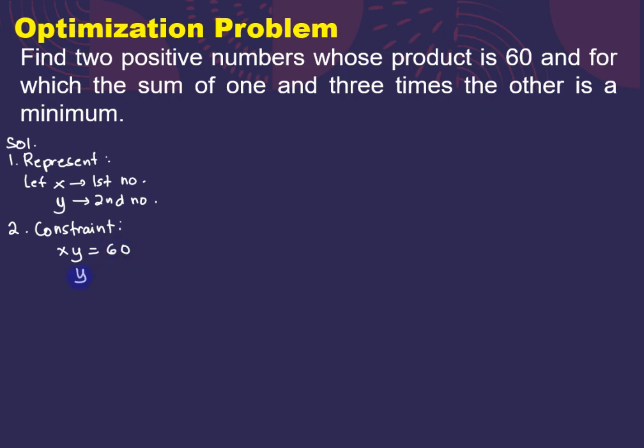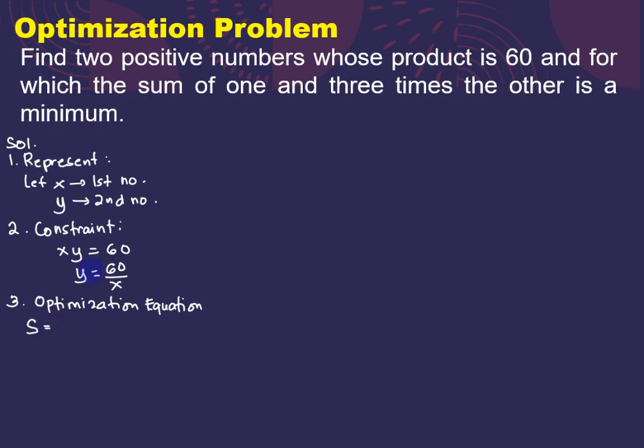Then we solve for y because we need to express the function that we are going to formulate later in terms of a single variable. So therefore, y is equal to 60 over x. Then identify the quantity to be minimized since this is minimum. According to this, we need to minimize the sum. By the way, we have to formulate our optimization equation.